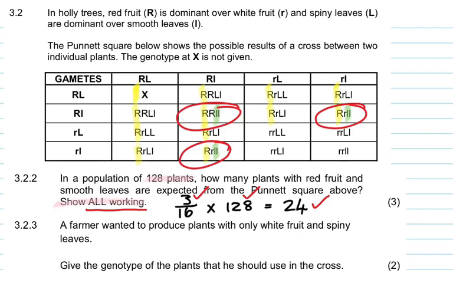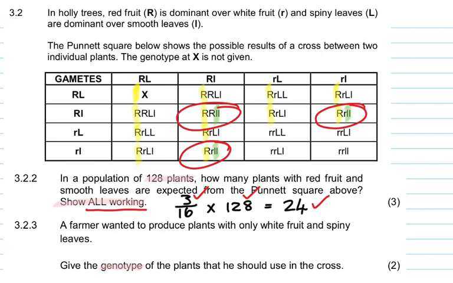Let's have a look at question 3.2.3. The farmer wanted to produce plants with only white fruit and spiny leaves. Give the genotype of the plants that he should use in the cross. Again, there, very carefully, we're looking for genotype. So let's have a look at it.